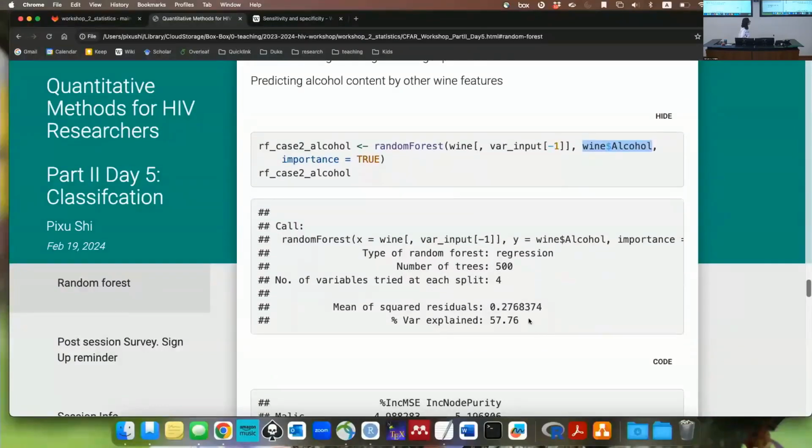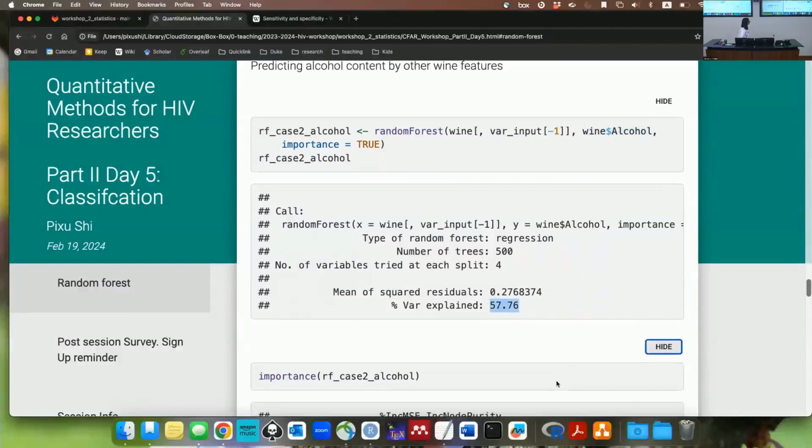And it's reporting this variance explained. You can compare the variance explained for the same set of samples. The larger variance explained means a better prediction accuracy, but variance explained compared across different data sets is not meaningful.